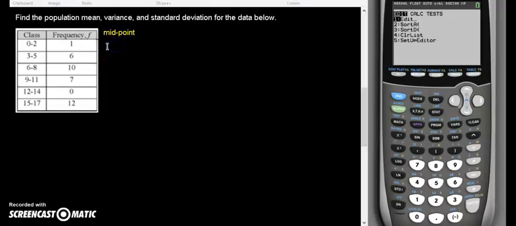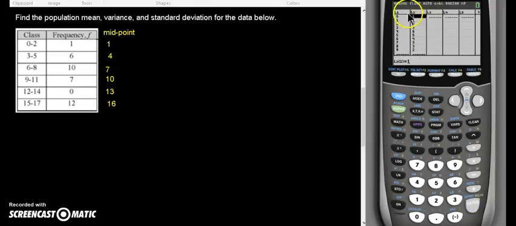All right, so the midpoint for 0 to 2, that'll be 1. The midpoint for 3 to 5, that'll be 4. The midpoint for 6 to 8, that'll be 7. Midpoint of 9 to 11, that'll be 10. Midpoint for 12 to 14, that'll be 13. And midpoint for 15 to 17, that'll be 16. And this is what I'm going to use in my calculator, right?